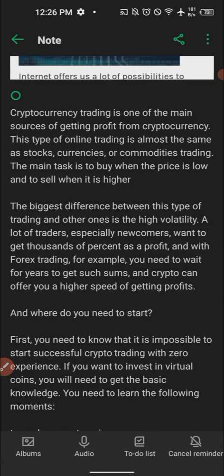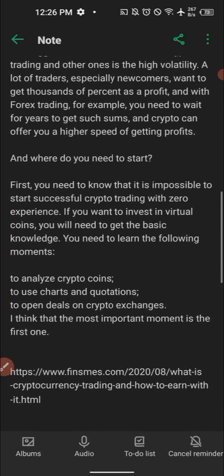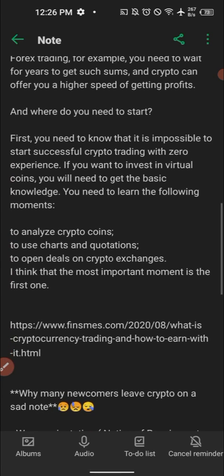Now, many people have lost their money to crypto for various reasons, which I'll highlight, at least the basic ones. However, before you talk about crypto trading, there are some things you should be able to know. These three things. First of all, you should be able to analyze crypto coins. You should be able to use charts. Now, you might not be able to use charts fully, but you'll be able to understand what a chart is.